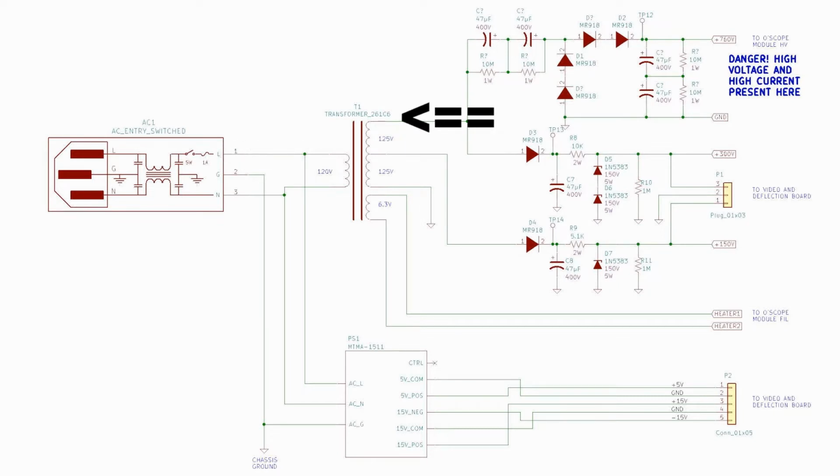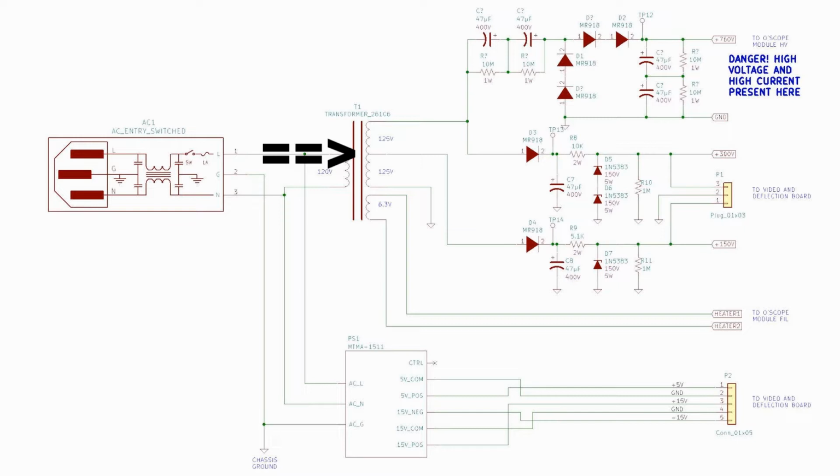Moving to the right, we have the Hammond power transformer. It's a model 261C6, 261 Charlie 6. It has a 120 volt primary. It has a 6.3 volt 1 amp secondary for running a tube heater, in this case our cathode ray tube. It has a 250 volt center tapped high voltage winding.